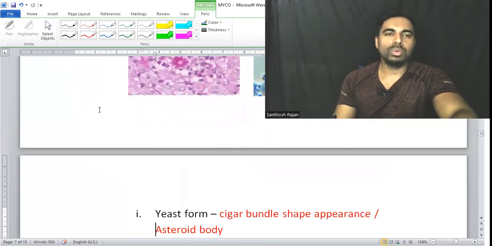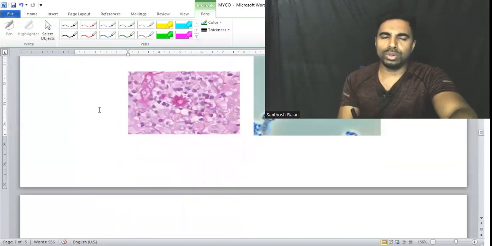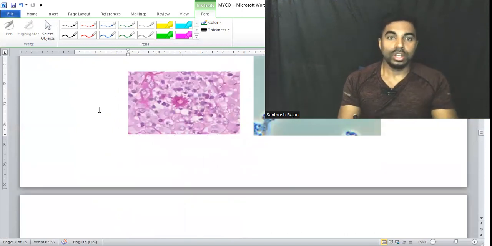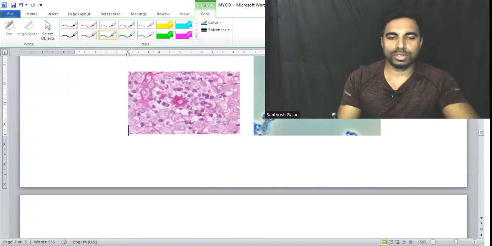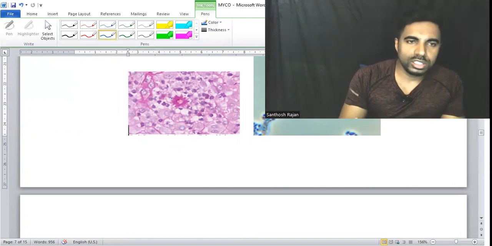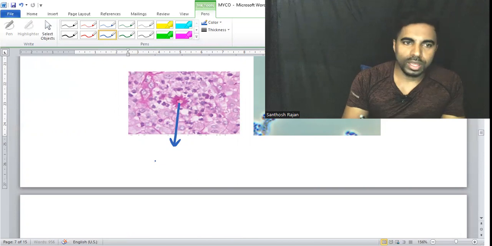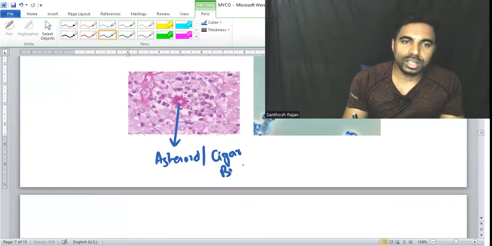Now, from that lesion you will take the sample and do the LPCB and further stain. So, what appearance can you see? See here, this picture, and you can have this picture also. The first one is called the asteroid body. Look, it looks like an asteroid. Also, it looks like a gobi, asteroid body, or cigar bundle. It looks like a cigar bundle.